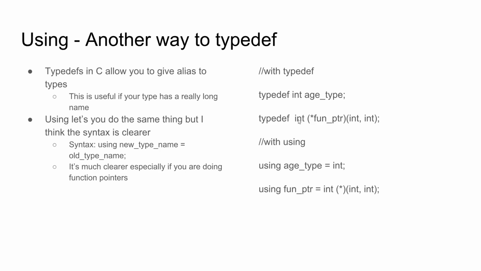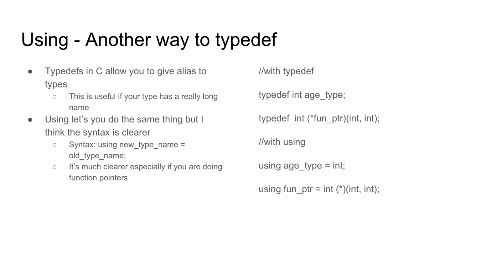So typedef int, this function returns an integer. Its name is fun pointer. That's going to be the new type that I'm going to call it, and it takes 2 ints as arguments. So fun pointer is a pointer to a function that returns an integer and accepts 2 integers as arguments. But with the using declaration, it's like using age type equals int. Age type is another name for int, or using fun pointer equals an int pointer int int. It's a pointer to a function that again returns an int and accepts 2 ints as arguments.